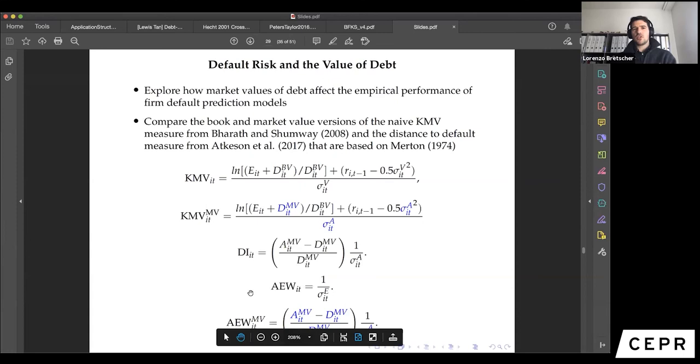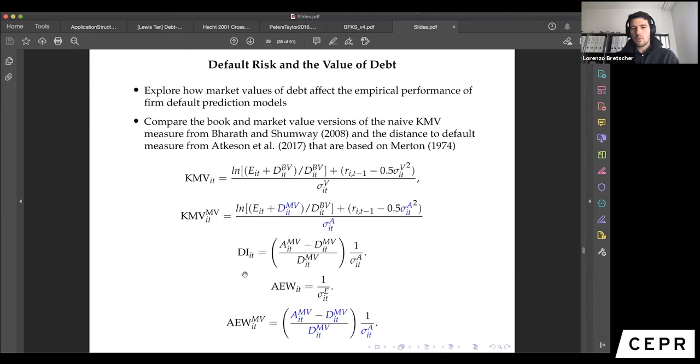The next application is about default risk and the value of debt. We do the following. We take existing predictive variables such as naive KMV from Bharath and Shumway, and enrich this with market value information for debt, okay? And also we can actually measure asset volatility directly. So we exploit this in our KMV market value based measure.